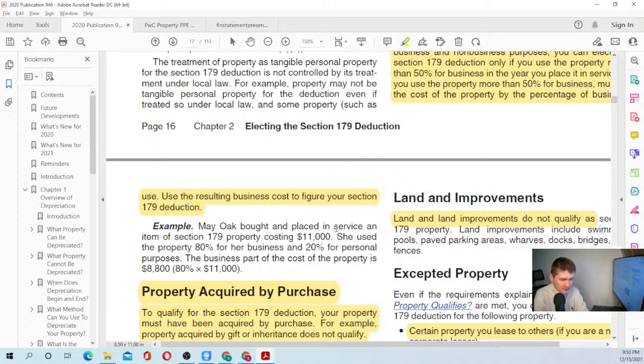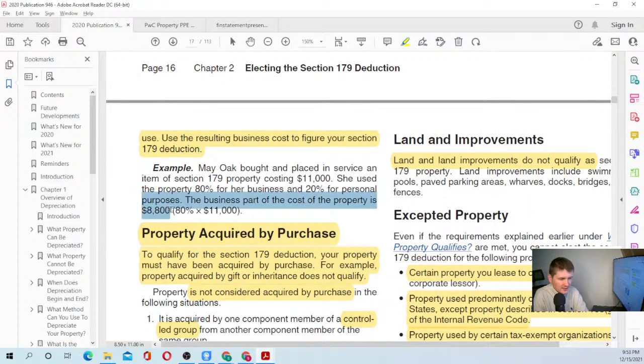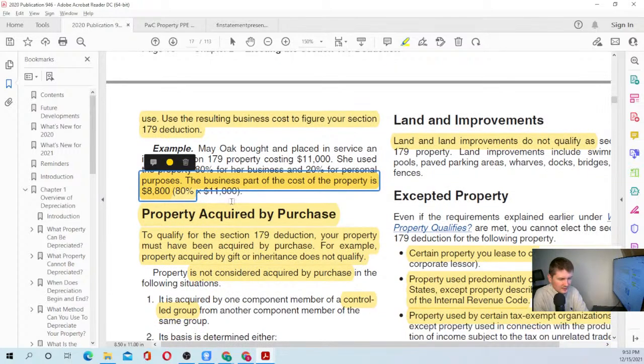We bought and placed in service an item of 179 property costing $11,000. We used the property 80% for business and 20% for personal purposes. The business part of the cost of the property is $8,800. So that can be written off with section 179.